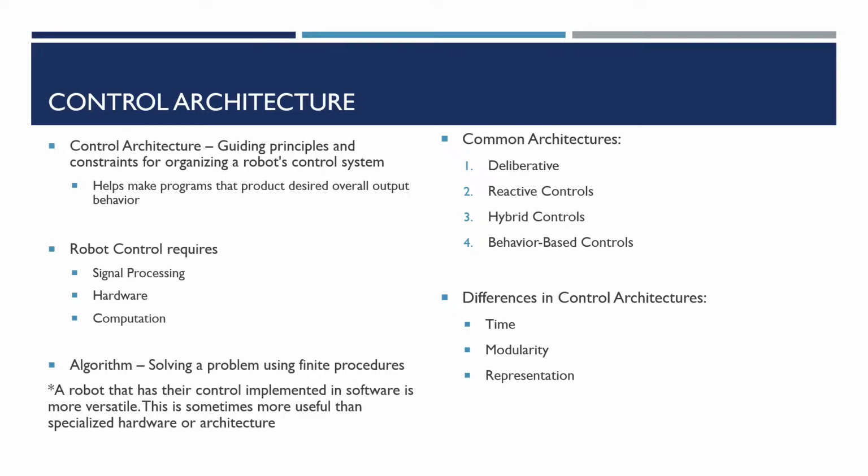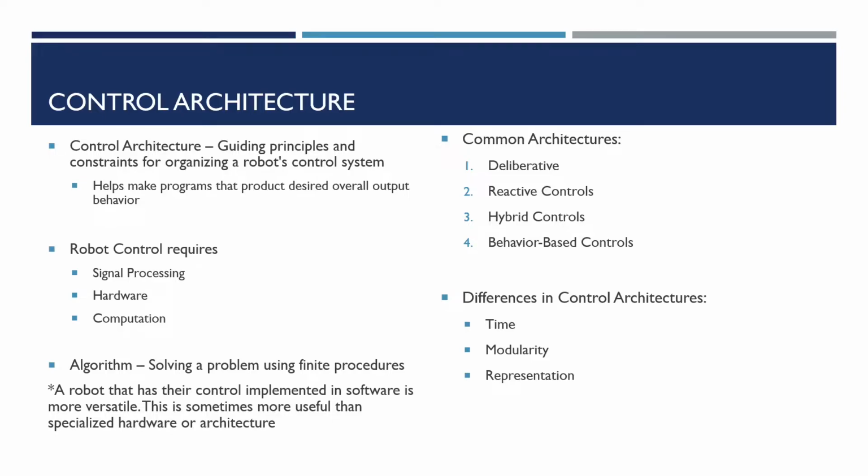So we have control architecture. This is the guiding principles and constraints for creating a robot control system. It helps programs predict overall output behavior and makes them a little more accurate. Robot control requires signal processing, hardware, and computation. All three of those usually need to be led by specific teams. However, we'll take a look at what exactly they do here.